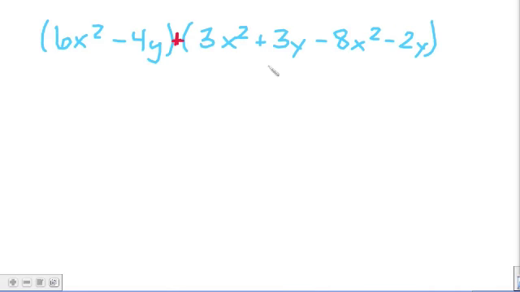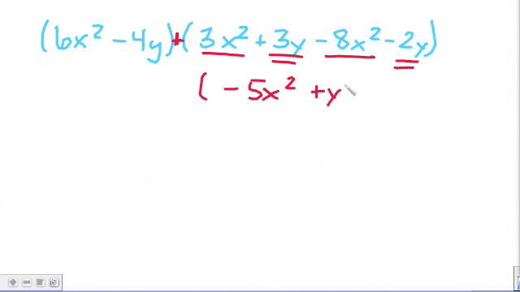There you go. Before you can line these up, you need to do what's in the parentheses first. Combine the ones that are in the parentheses first. There's nothing I can combine in the first group, but if you notice in the second group, I can. I have 3 take away 8, which is going to give me negative 5x squared. All right, and then I have plus 3y minus 2y, which is going to give me plus y.